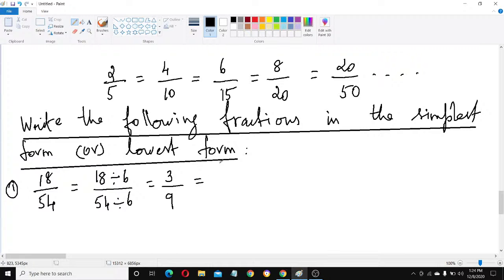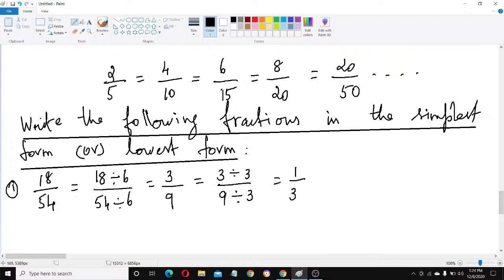So again you have to divide. Which is the common factor between 3 and 9? 3 is common. 3 divided by 3, and the denominator 9 also divided by 3. So 3 divided by 3, 1. How many times does 3 go in 3? 1 time. How many times does 3 go in 9? 3 times. 1 by 3.